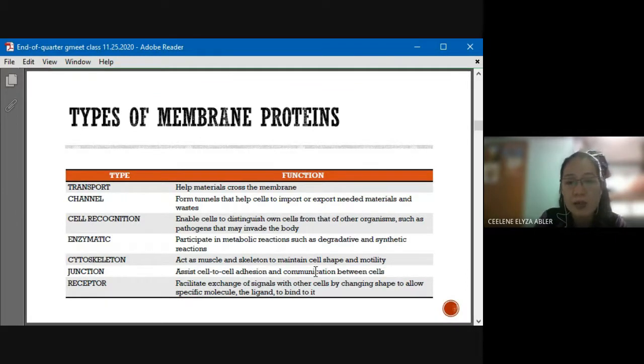Okay? They also use that to communicate between cells. They send messages through the junction membrane proteins. So medyo higher na yan siya. We will be discussing that one sa quarter 4. So in the meantime, you just need to know what type of membrane proteins do we have. Then the last one, we have your receptor.